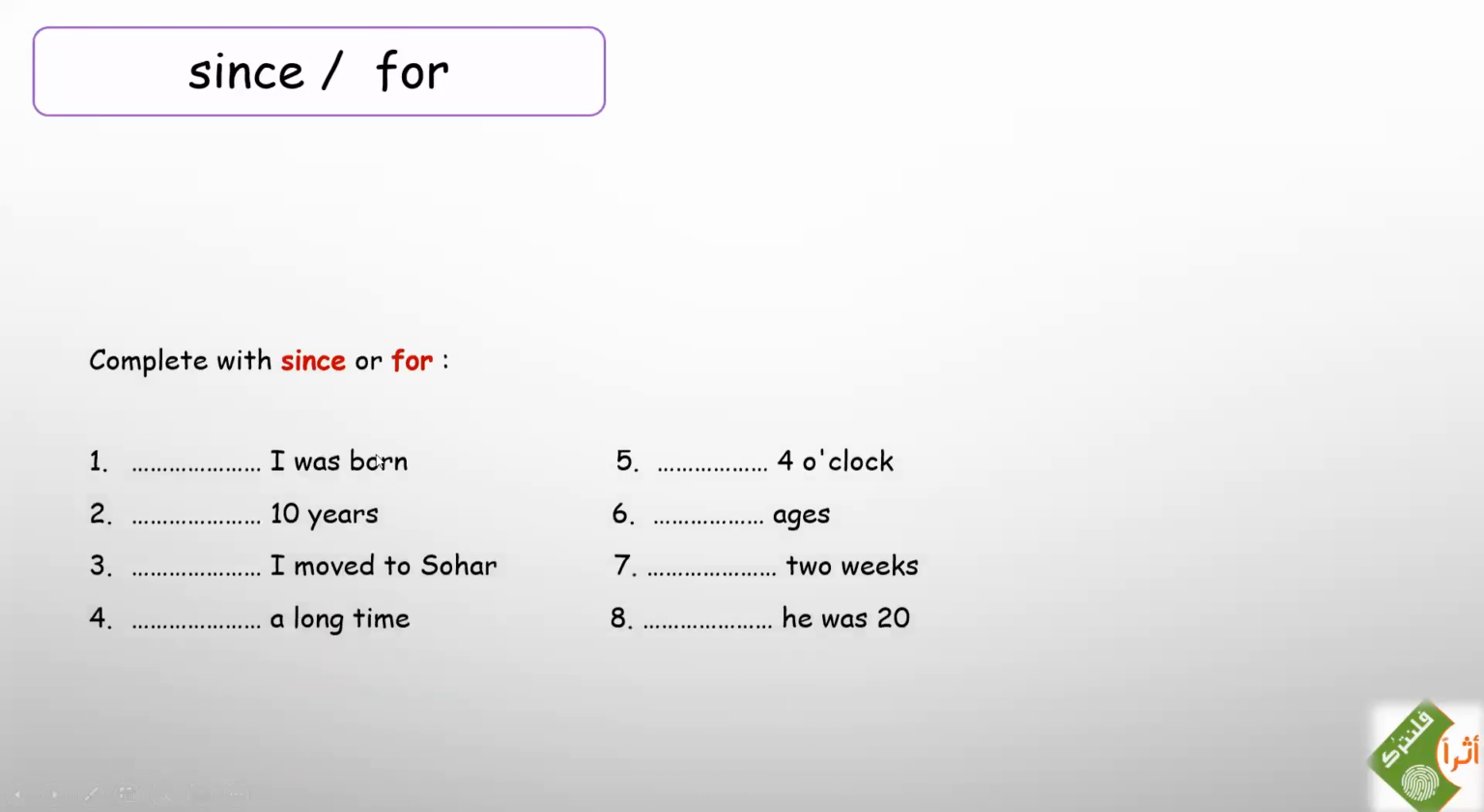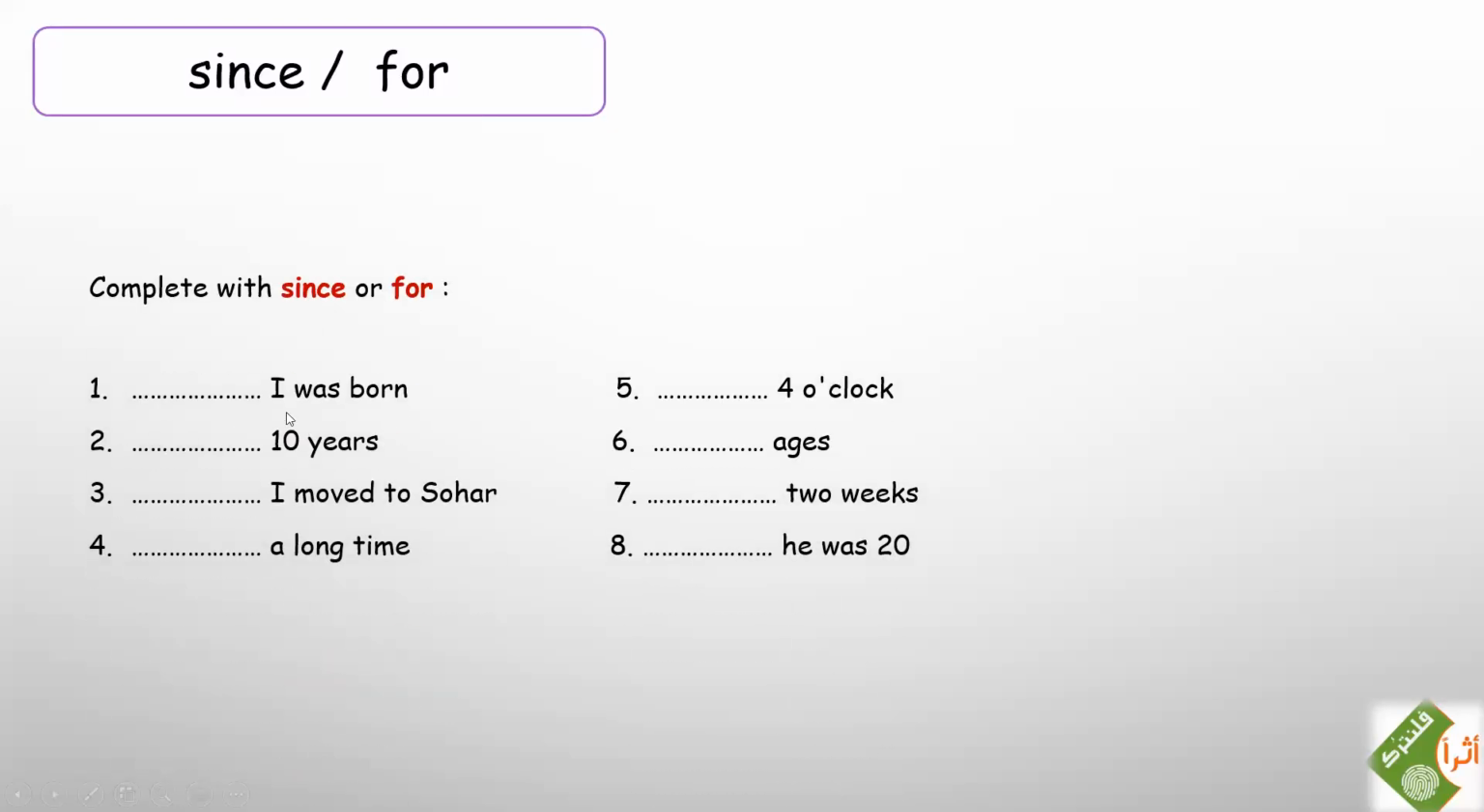Okay, so once you hear since, you remember there's an I, and the I has a dot above it. So remember, since is a known point in the past. For is for a duration of time, from to. Let us have some examples. I want you to write since or for. I was born, since or for.